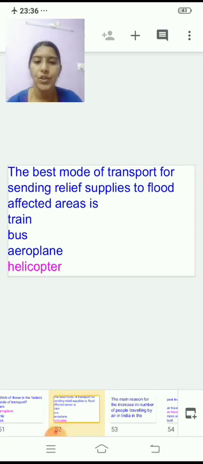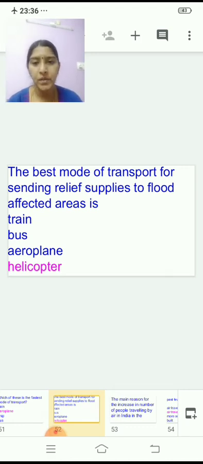Okay, the next one. We saw about the cheapest and fastest. Now, the best mode of transport for sending relief supplies to flood affected areas is, so the options are train, bus, aeroplane, and helicopter.